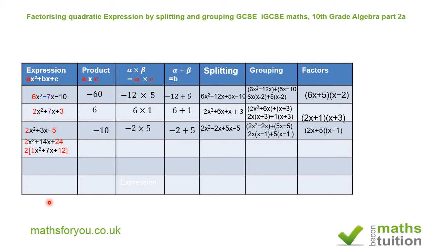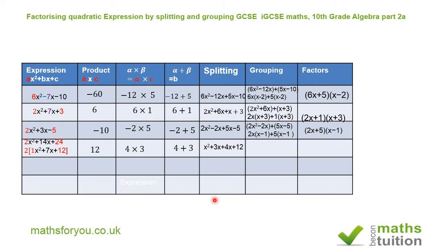For the fourth example, I've got 2x squared plus 14x plus 24. Now 2, 14, and 24 are multiples of 2, or if you like, 2 is a factor of 2, 14, and 24. So I get 2 outside the bracket. Now I'm looking for two numbers such that when I multiply, I get 12, and when I add, I get 7. And the numbers coming to mind will be 4 and 3, because 4 times 3 is 12, and 4 add 3 is 7.